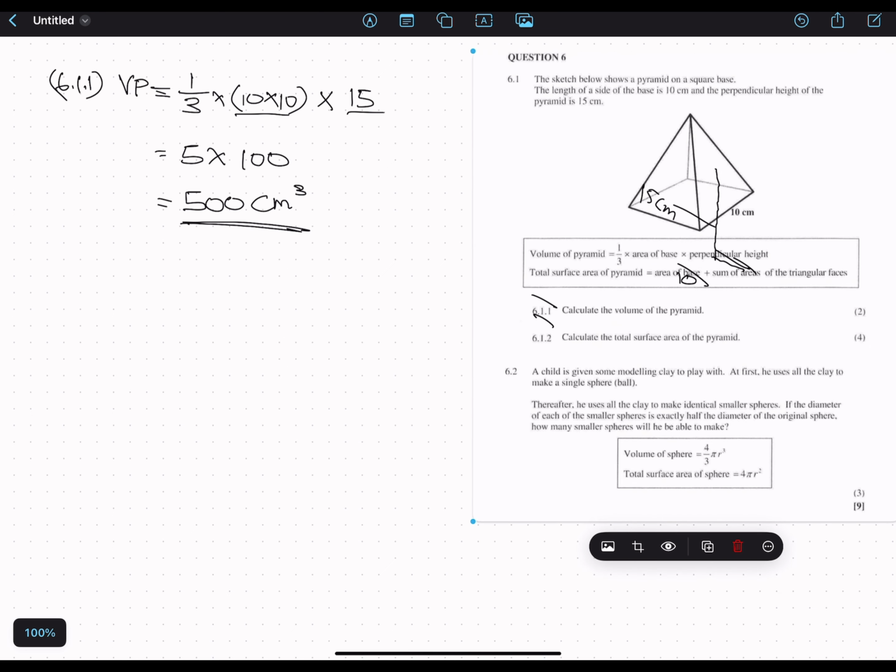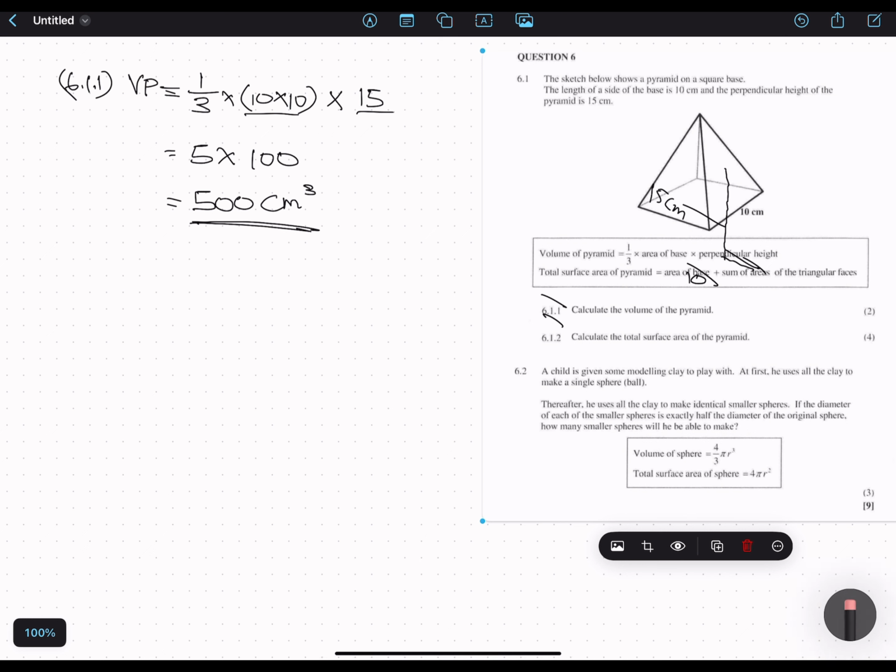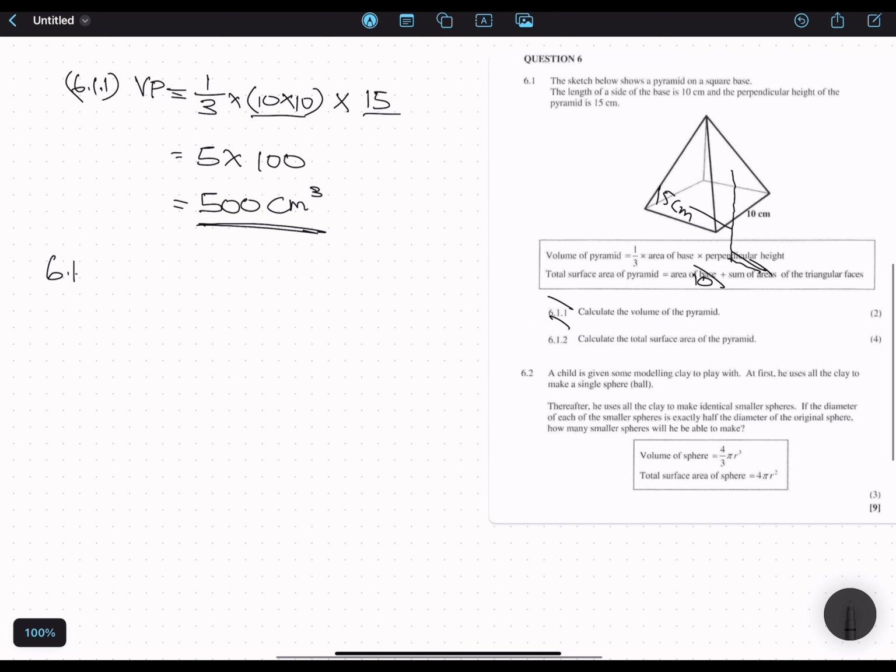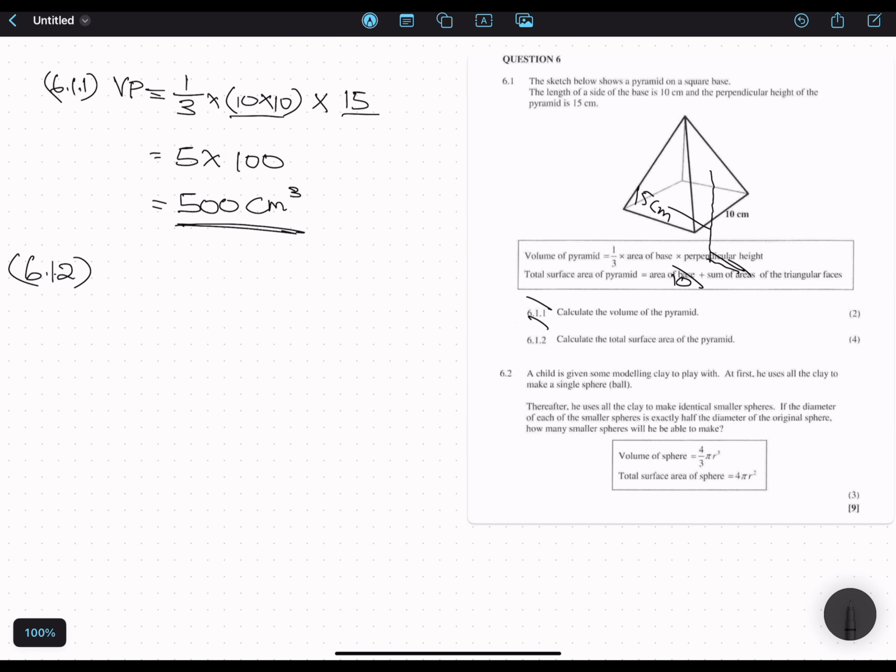So 6.1.2, they say calculate the total surface area of the pyramid, right? The total surface area of the pyramid is given by the area of the base, plus the sum of the areas of the triangular faces. The area of the base we already know, it's going to be 100. Then we have to find the area of each triangle.